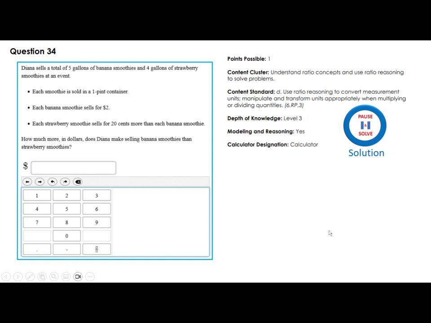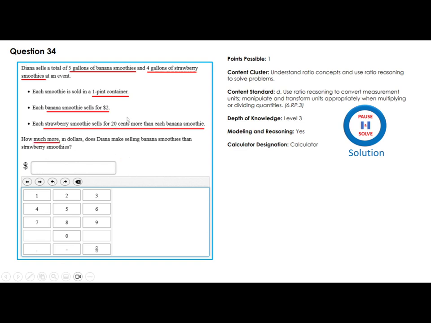Diana sells a total of 5 gallons of banana smoothies and 4 gallons of strawberry smoothies in an event. 5 and 4. Each smoothie is sold in a 1 pint container. So 1 pint container is 1 smoothie, okay? Each banana smoothie sells for $2. Each strawberry smoothie sells for 20 cents more than each banana smoothie. How many more dollars does Diana make selling banana smoothies than strawberry smoothies?